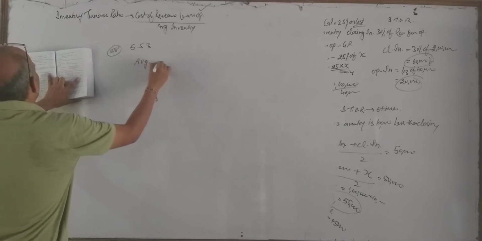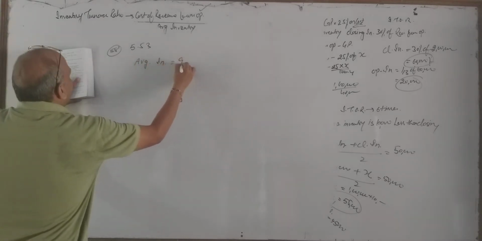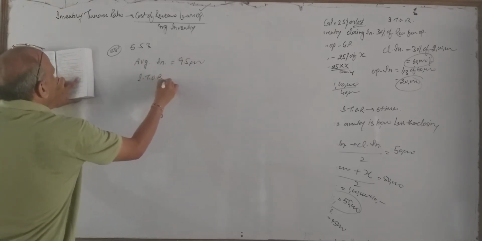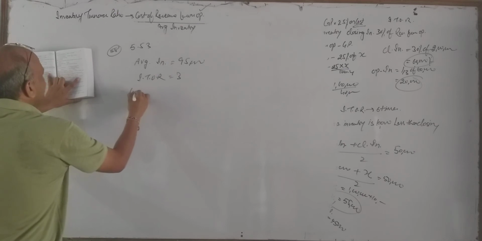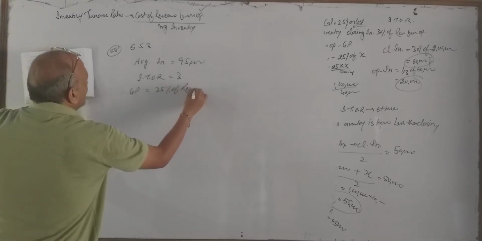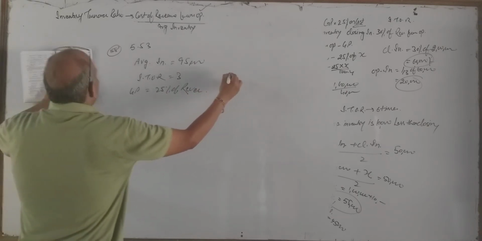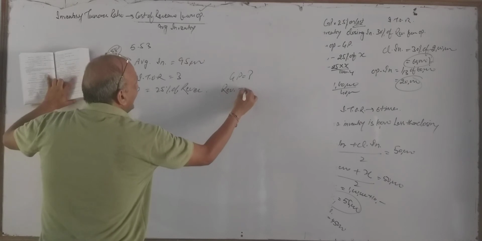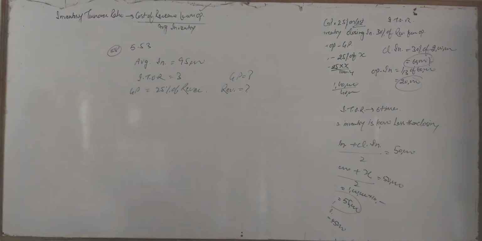Average inventory 95,000. Inventory turnover ratio 3 times and GP 25% of revenue. And sum is asking gross profit find out कीजिए and revenue find out कीजिए. Sum is asking for these two things here.